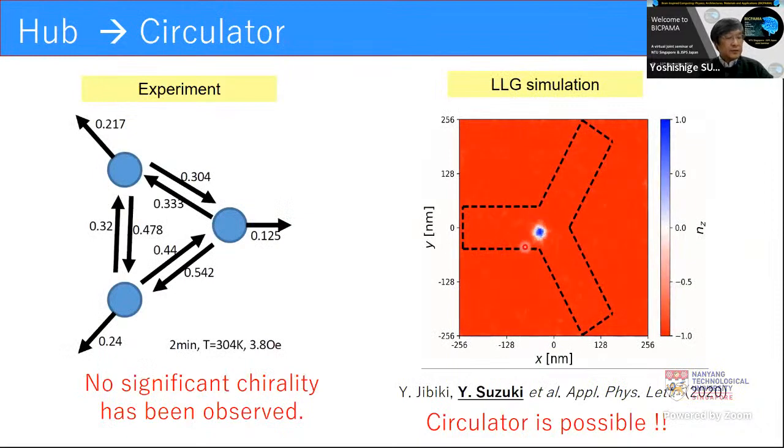Here, to check the possible effect of the hidden diffusion, we measured the transmission probabilities in the hub circuit. In this result, we did not see any significant difference in the transmission between the right turn and the left turn, but by simulation, we could see a certain difference between the chirality. So the Skyrmion hub can act as a circulator, we think.